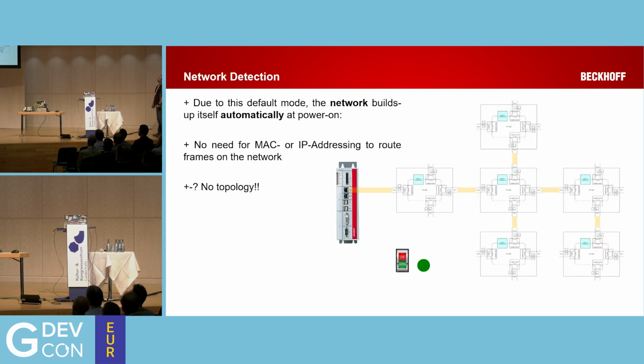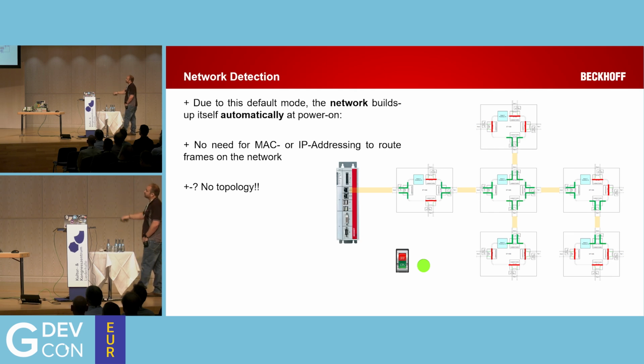Cool. EtherCAT also has automatic network detection. Hopefully this is going to run. Oh, there we go. So on startup, EtherCAT, inside each device, will recognize the network and open up the ports, allowing the frame to propagate through.